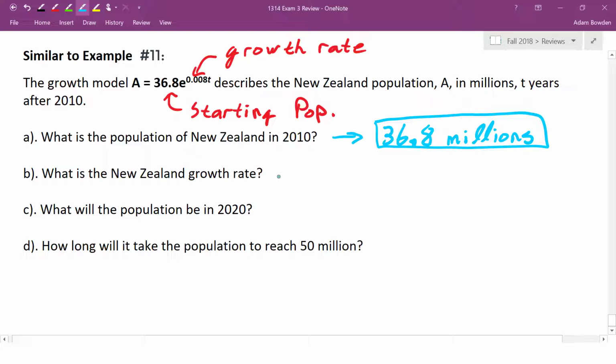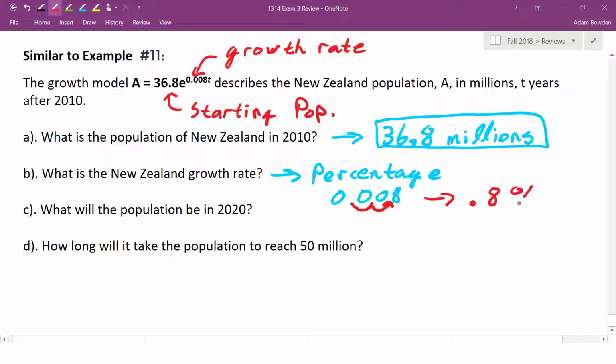Now the growth rate number is going to come from, again, the number on top. However, we usually write this as a percentage. So we'll take the number that we have, which is 0.008. We'll change that into a percentage, which means move the decimal point over 2 places, and this makes it into 0.8%. Okay, so that's our growth rate.